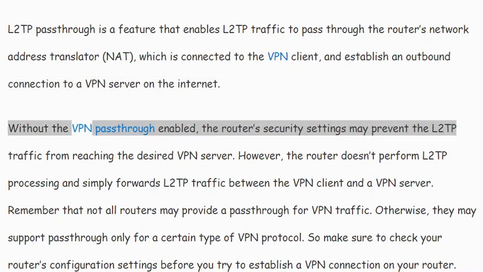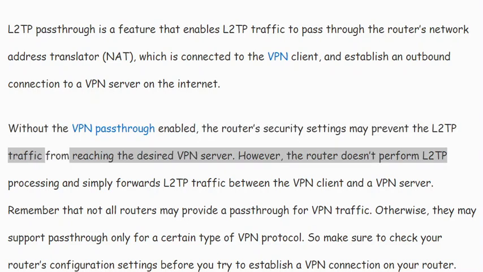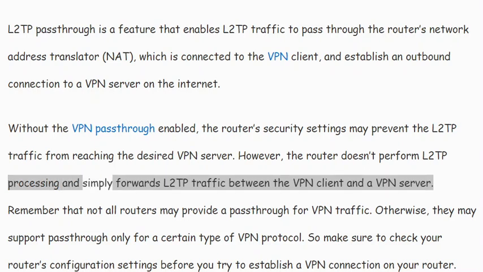Without the VPN pass-through enabled, the router's security settings may prevent the L2TP traffic from reaching the desired VPN server. However, the router doesn't perform L2TP processing and simply forwards L2TP traffic between the VPN client and a VPN server.